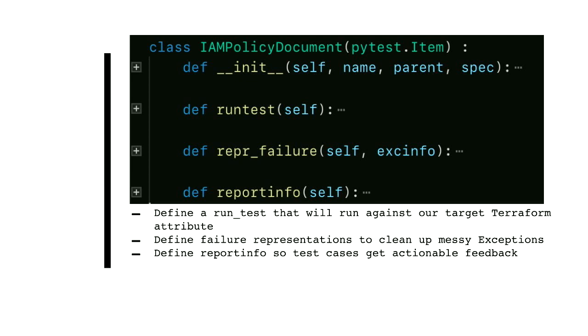And then we define a few things that help this plugin just look nicer. So run test is the function that runs the tests, and we've got repr failure. Repr failure is a representation of the failure that comes through. This basically says, if we're raising an exception downstream, this is how you make it look nice. This is how you make it presentable in a PyTest format.